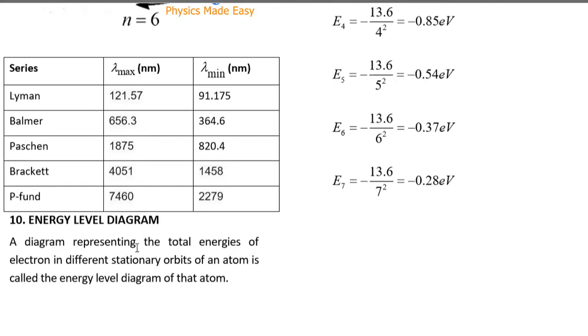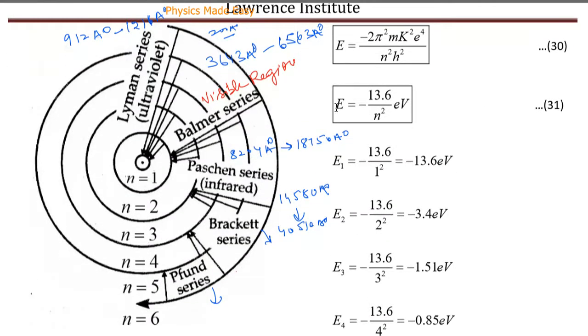And next we have got the energy level diagram. In the energy level diagram, the total energies of the electrons in different stationary orbits of an atom is called the energy level diagram of that atom. So this is E. The value of energy in the nth level is En. Just remember, this is 13.6 divided by n square, and here we have got z square. For the hydrogen atom, z is equal to 1. And when we put n is equal to 1, we get E1, and there is a minus sign in front of it. E1 is equal to minus 13.6 electron volt.